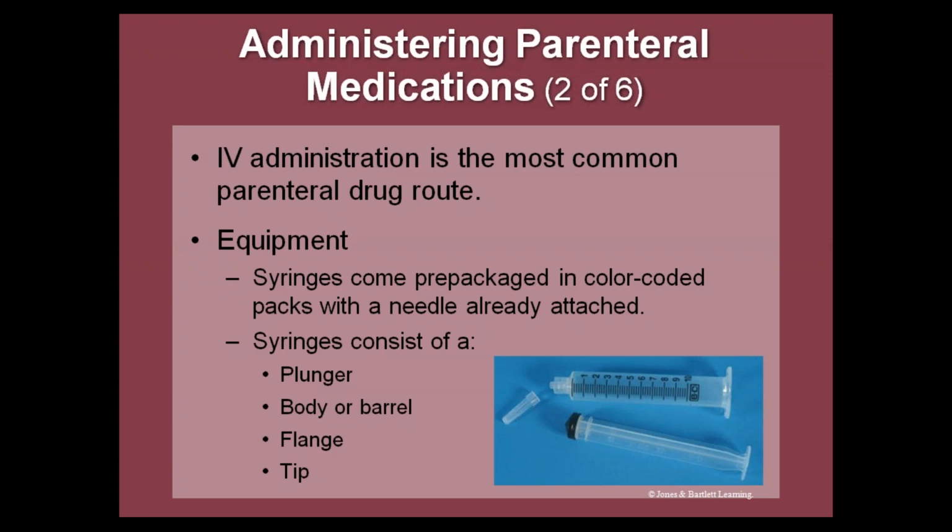Most syringes are marked with calibrations per milliliter on one side of the barrel so that you can get a good measurement. A 3-milliliter syringe is the most common for injections. Needle lengths vary from 3/8 of an inch to 2 inches for a standard injection.